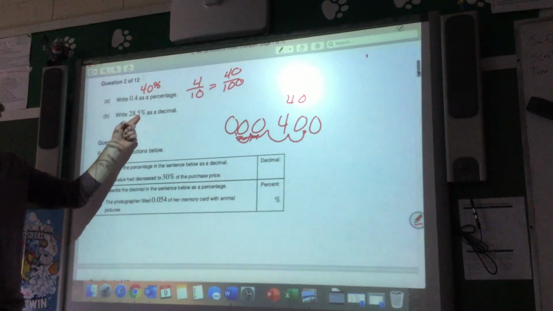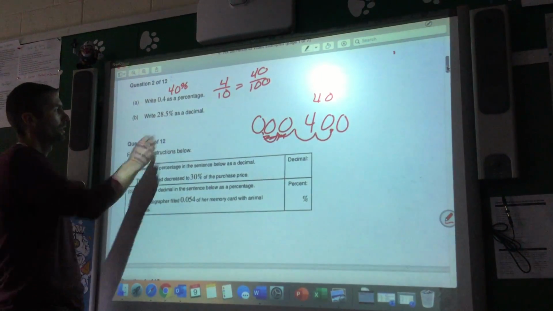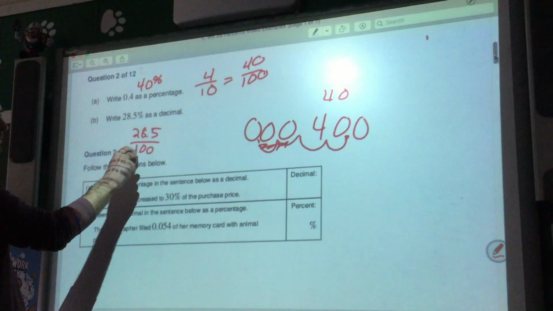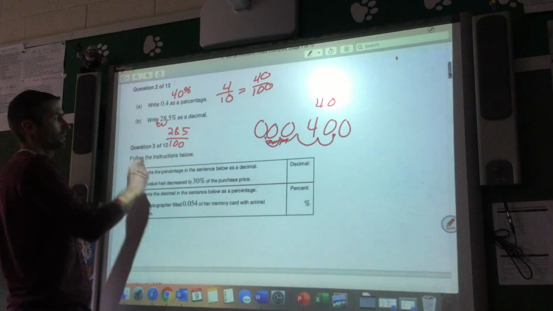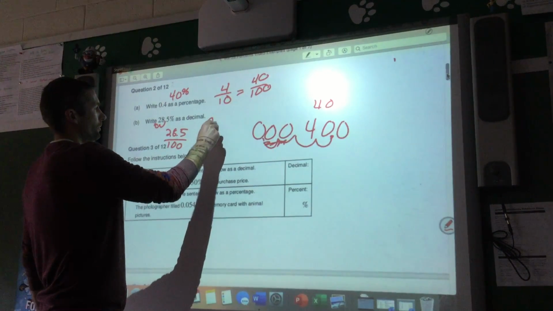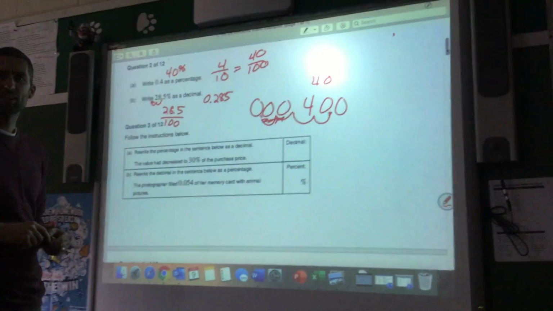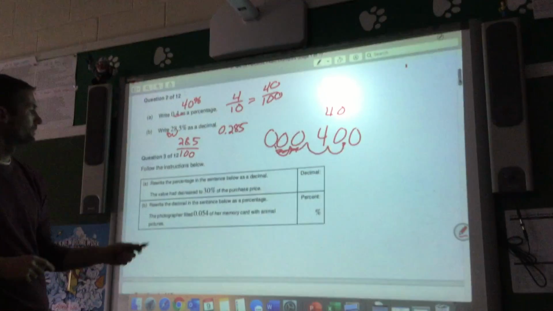Write 28.5% as a decimal. So that's 28.5 per 100. So we're going to divide by 100. When we divide by 100, now we move the decimal 2 spots this way. So 28.5% is 285 thousandths. Okay, it's all about moving the decimal.